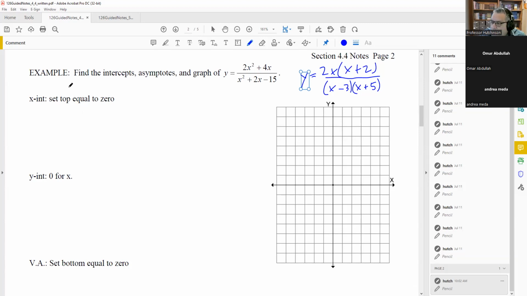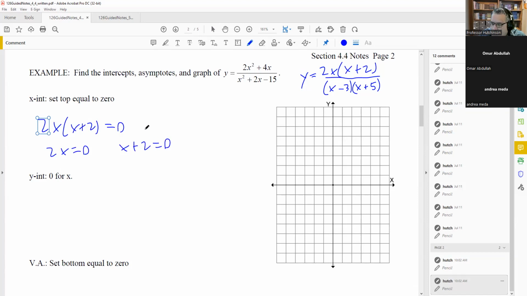So we're going to set the top equal to 0, so 2x times x plus 2, set that equal to 0. And so we'll get 2x is equal to 0 and x plus 2 is equal to 0. And we get x is 0 and x equals negative 2. And those would be your two x-intercepts. In fact, let's go ahead and put those down right away here. So 0 and negative 2.